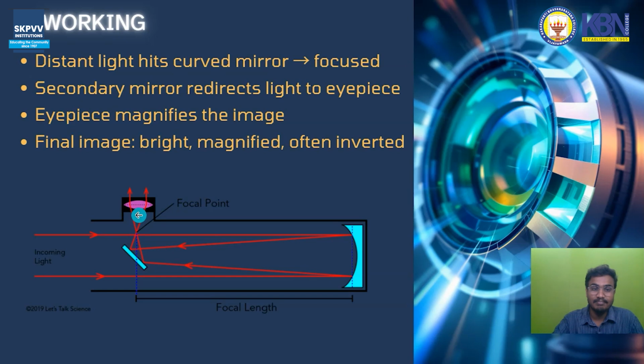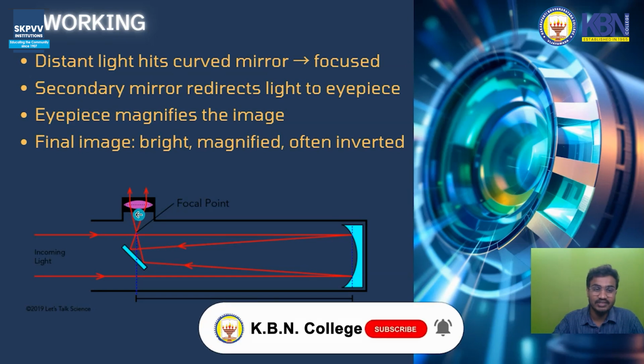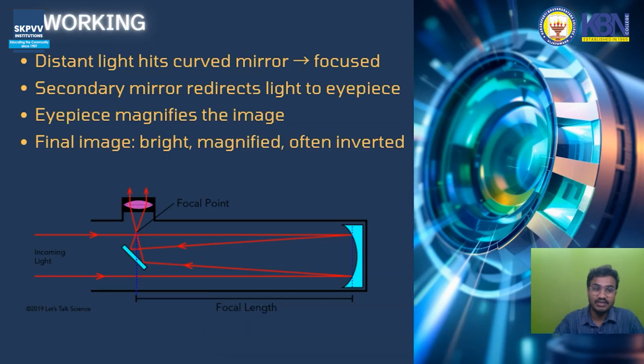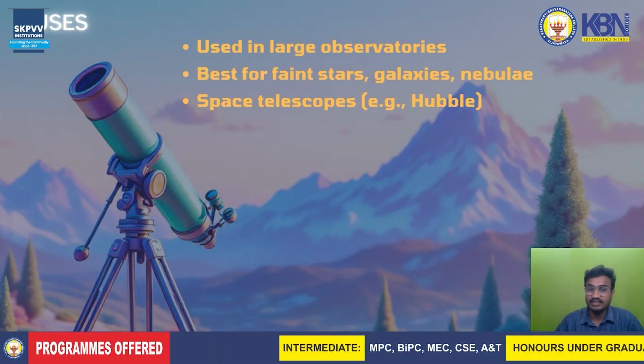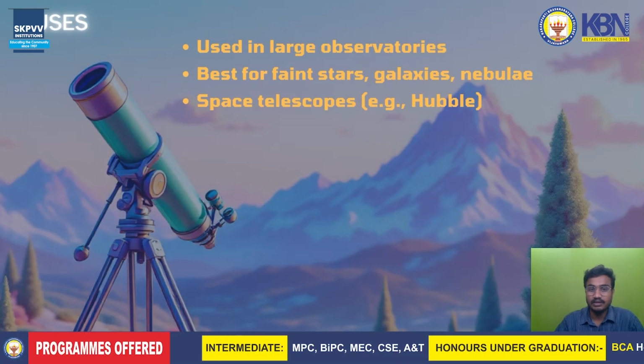Okay, it will pass through a convex lens, and it will act as an eyepiece. Okay, this eyepiece will magnify the image. The final image will be brighter and magnified, and it is often inverted. Coming to the uses, unlike refracting telescopes, reflecting telescopes are used in large observatories. They are best for faint stars, galaxies, nebulae, etc. It is used as a space telescope.